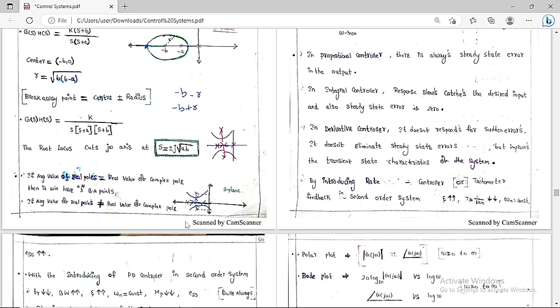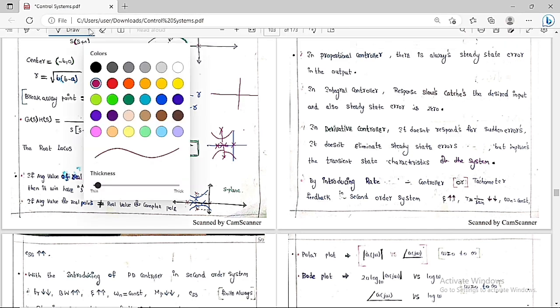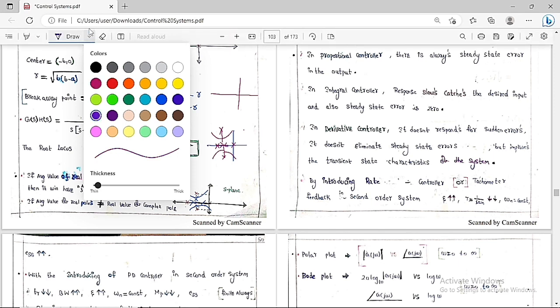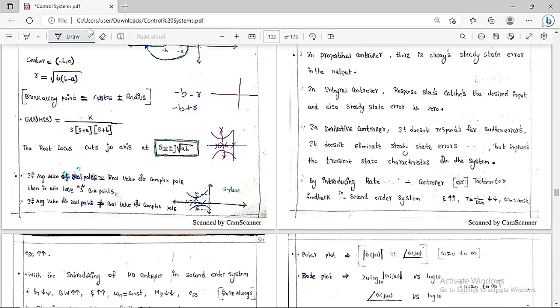Let me draw a picture again. Suppose the average value of the real poles is not equal to the real value of the complex pole, then how are we going to get it? All these things are going to come like this, and these also come like this, and finally all will intersect at a common point, and then they will go in this format. So this is one breakaway point. You can see here there is only one breakaway point, but here we have 3 breakaway points.